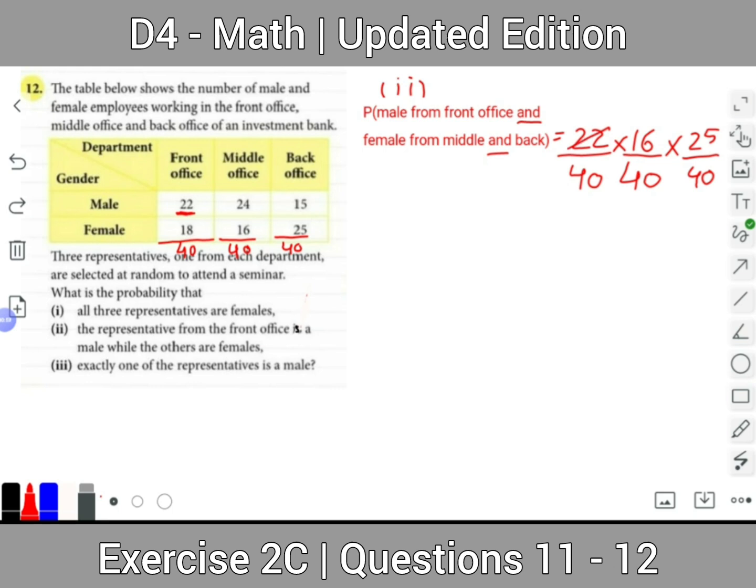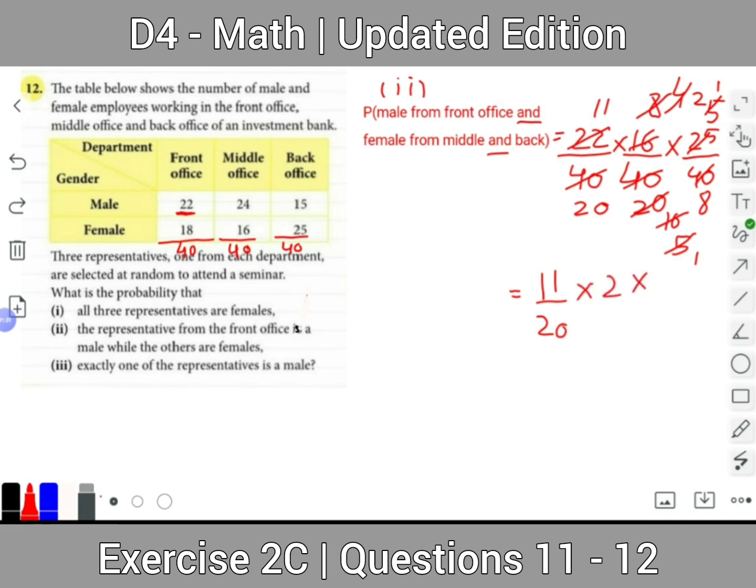Now after simplification we will get 11 over 20, 8 over 20. After further simplifications we will get 4 over 10. More simplification gives us 2 over 5, and 5 5s are 25, and 5 8s are 40. So here we have 11 over 20 multiplied by 2 multiplied by 1 over 8.